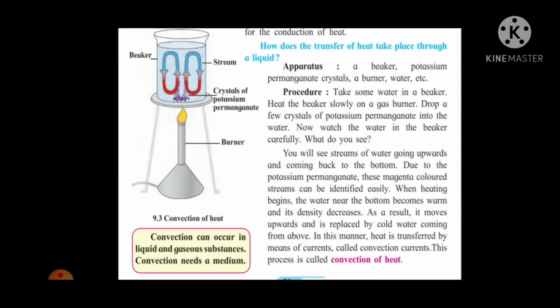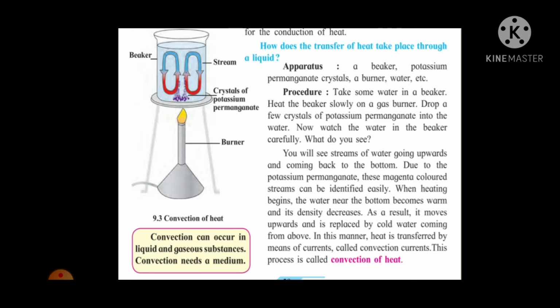So going to the next part, how does the transfer of heat take place through a liquid. Okay, this liquid is also an example. So here you have to take a beaker, potassium permanganate crystals, they are purple crystals, a burner and water. Now what you are going to do, you are going to take some water in a beaker, heat the beaker slowly on a gas burner. Drop a few crystals of potassium permanganate into the water.